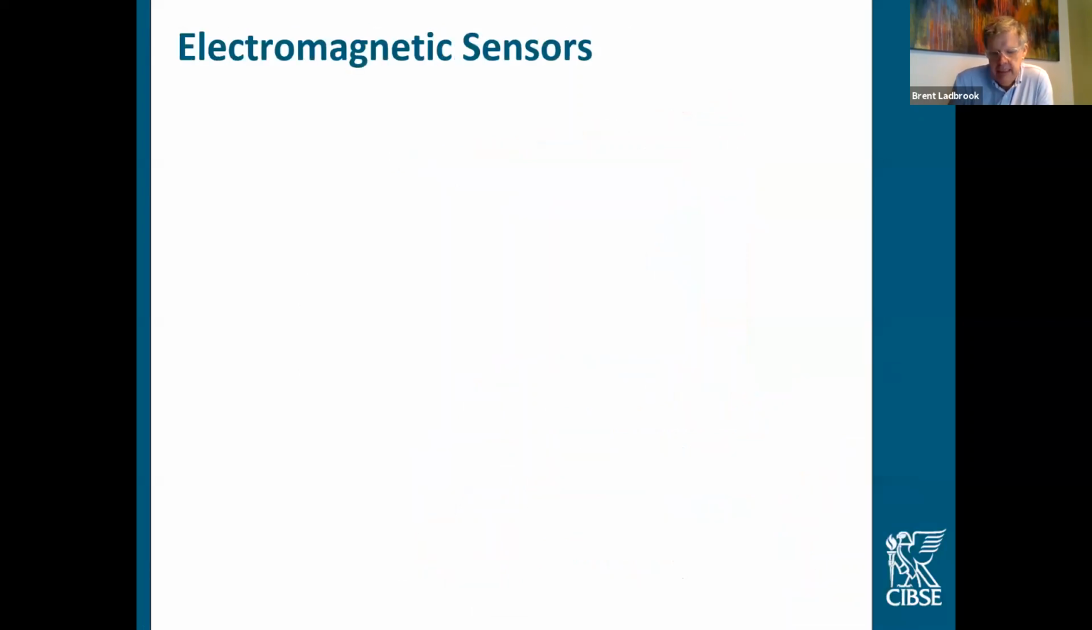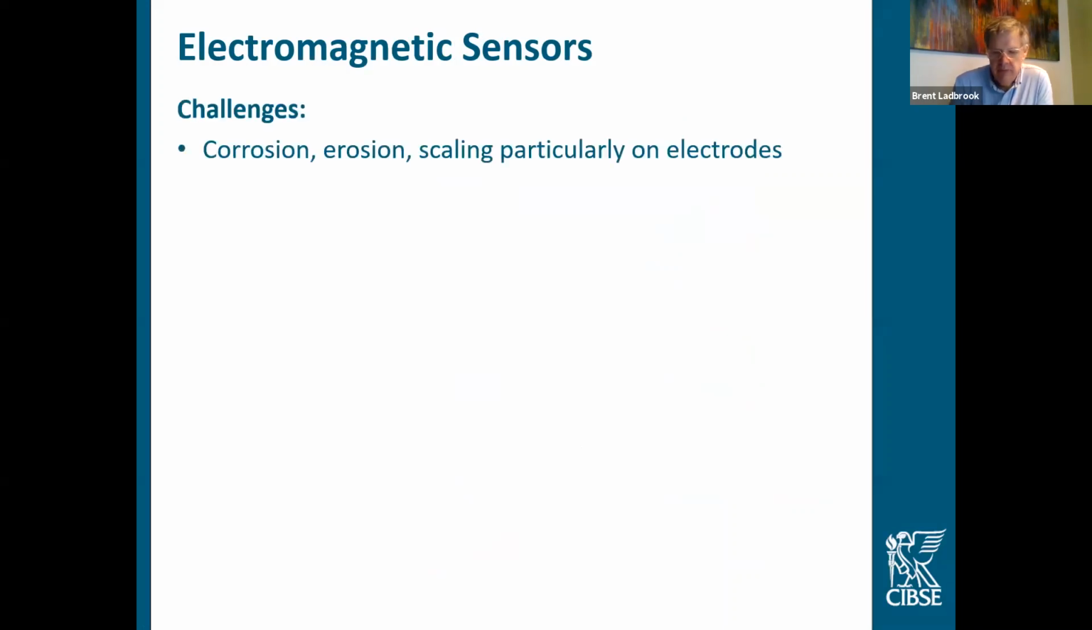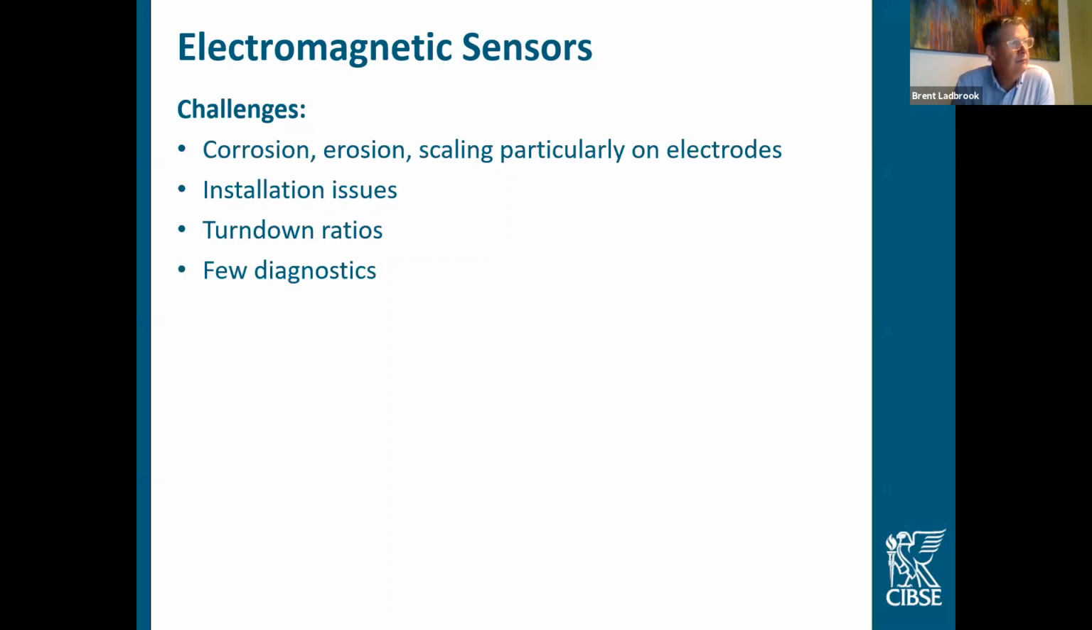But you have an electric current in the water, so that means that we are still subject to things like corrosion, erosion, scaling, particularly on electrodes. So that's something to watch out for. Installation issues, usually there's a large number of straight pipe diameters required upstream and downstream, although manufacturers are getting better at reducing that installation distance. Turn down ratios can be a problem. They're better than mechanical, but typically still not as good as say an inline ultrasonic. Some diagnostics, but not so many.